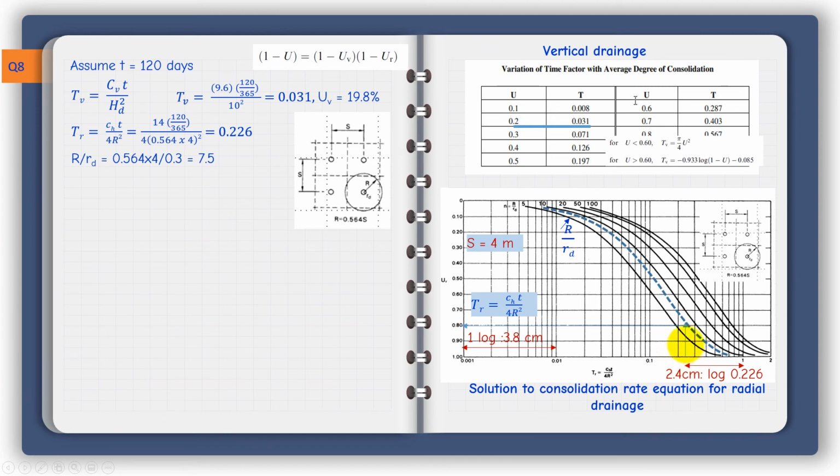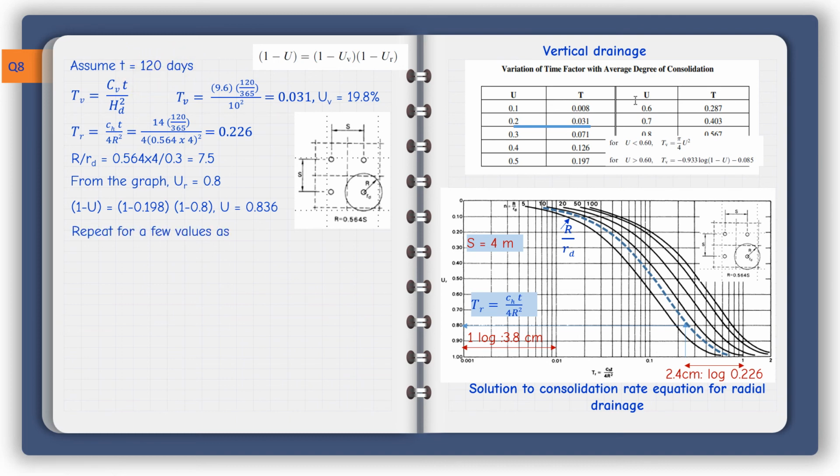So the point 0.226 will intersect this, and I can go to the left. This will give me the corresponding degree of consolidation in the horizontal direction. In this case, it is 0.8. I can now substitute here. I know the degree of consolidation in the vertical direction, 19.8%. I just plug it in here. U radial, you plug it in here, substitute to get U, so U will equal 0.836. I am after U, if you remember, 90% or 0.9, so this means 120 days is not the solution.